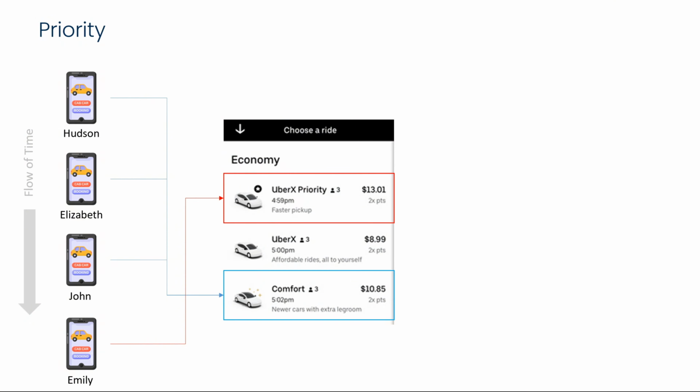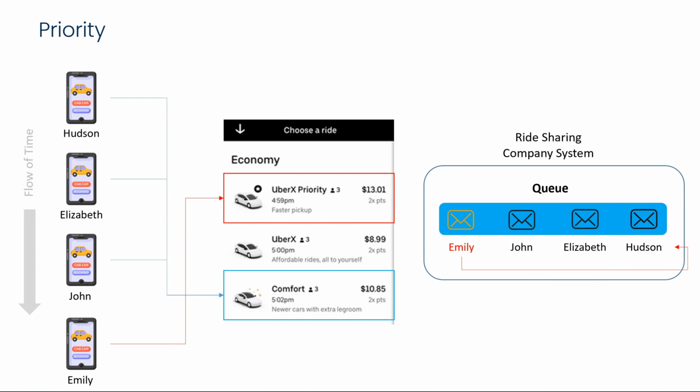But Emily opts out for a service where she is paying extra, which means that she is expecting better quality of service. And now we have a problem because in our queue, Emily was the last, as it can be seen here. And so we need a mechanism for Emily to be pushed on the front of the queue.